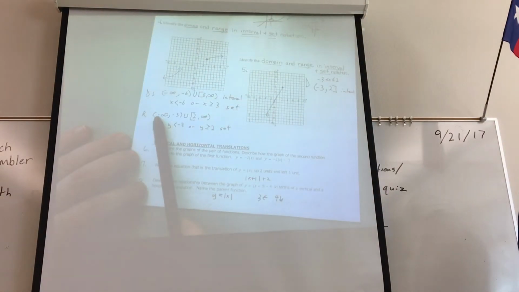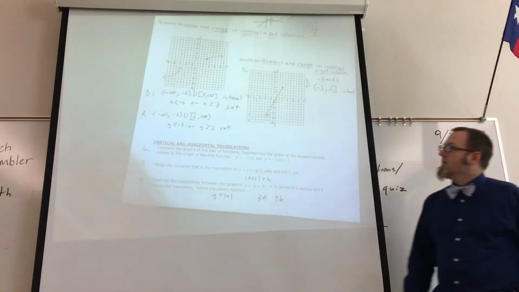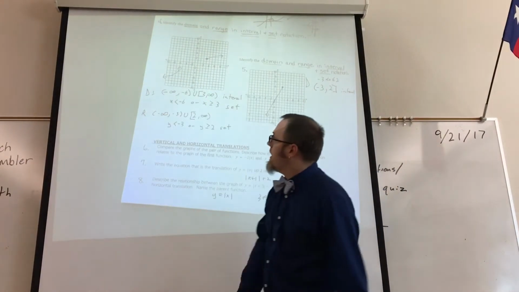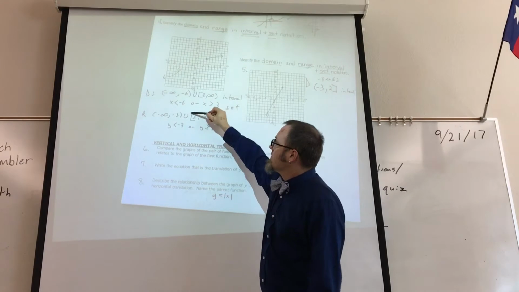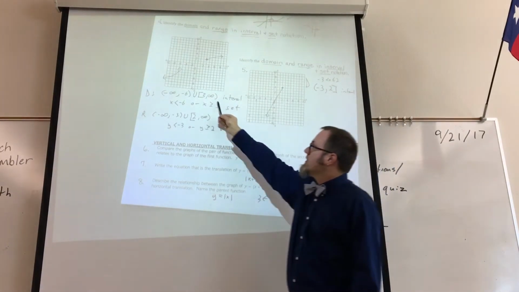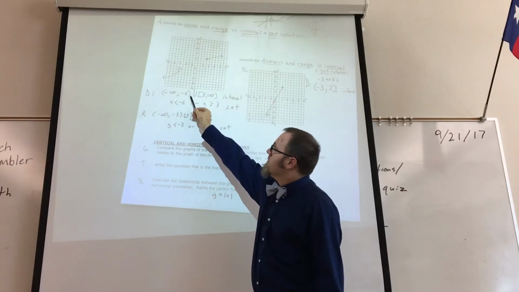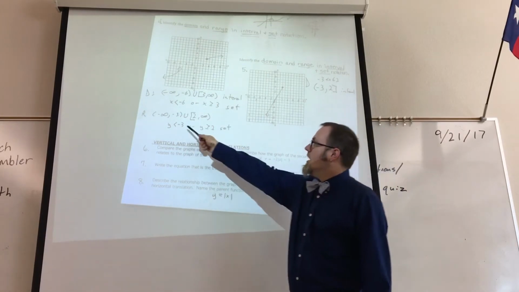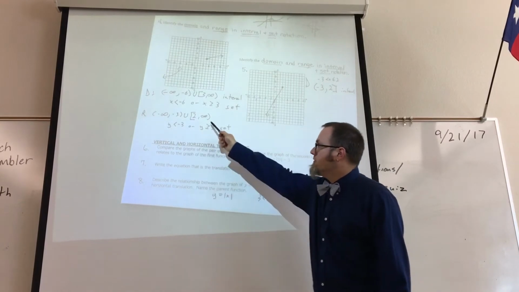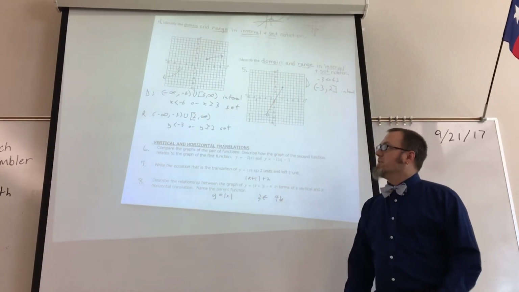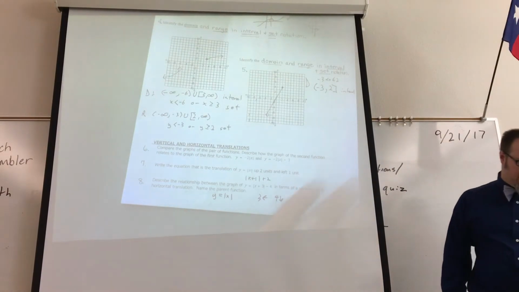It's least to greatest. The negative 3 is a parenthesis because it's an open circle, non-inclusive. The 2 is a bracket because it's a filled-in dot. It's inclusive. Same thing on the domain. Parenthesis for non-inclusive, bracket for inclusive, less than for non-inclusive, equal to for inclusive. Make sure you know the difference between the interval and the set notation.